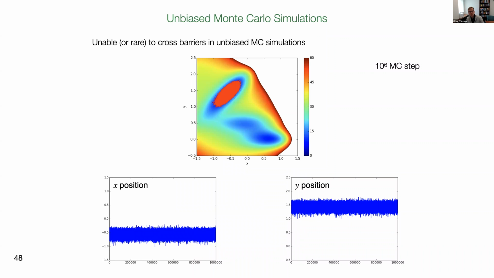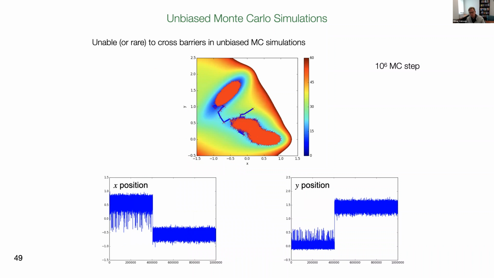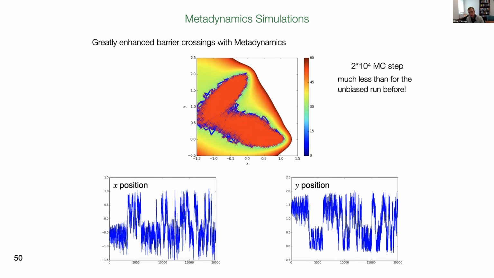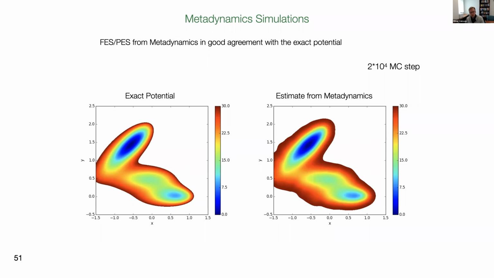So, if we just do an unbiased Monte Carlo simulation, as shown here, we see no transitions between the two states. We start in the state in here, and there are no transitions, or maybe one transition, but we never go back to the initial state. So it's very rare to see transitions. Now if we do metadynamics, we start to see a lot of transitions between the two metastable states. And if we look at the estimate from metadynamics, it's in good agreement with the exact potential.